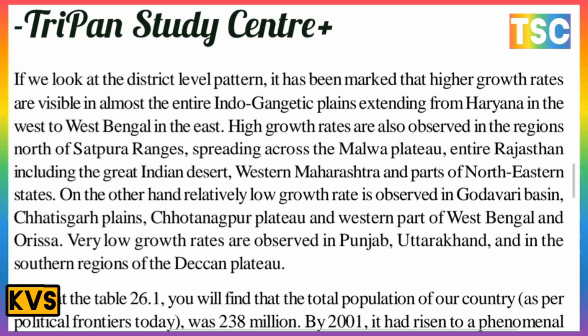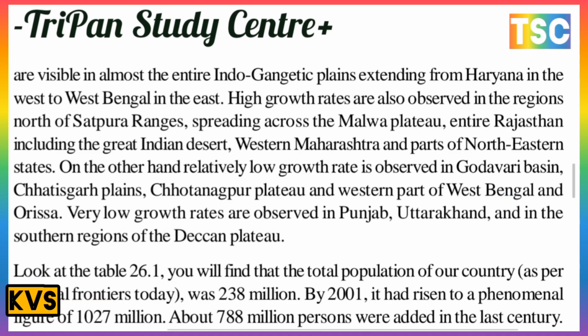Western Maharashtra and parts of the north-eastern states, on the other hand, show relatively low growth rates. They are also observed in the Ganga-Godavari basin. The Godavari basin is important, and also the Chhattisgarh plain, the Chota Nagpur plateau, and the west part of West Bengal and Orissa. Very low growth rates are observed in Punjab, Uttarakhand and the southern region of the Deccan Plateau. This is a most important, notable point.